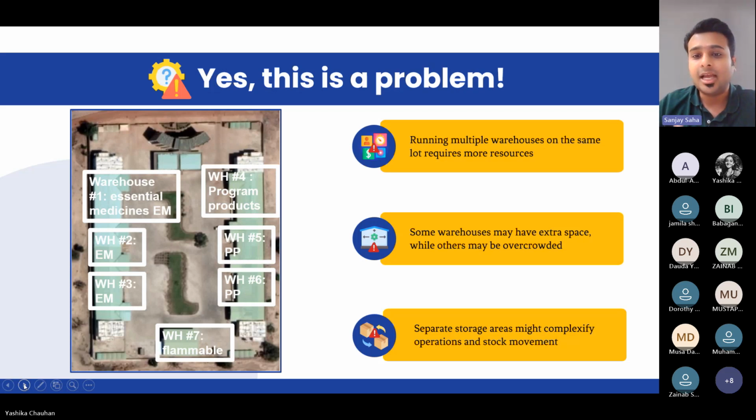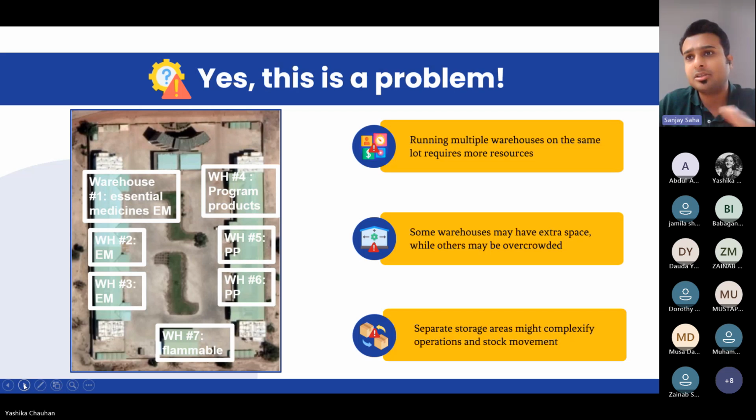Now, what eventually will happen is that, and this is exactly what you said, running these multiple warehouses at the same time will require more resources. Some warehouses may have extra space. For example, if your program is not a very big program and you have dedicated an entire floor for it, it may not have so many boxes of medicines. So it may have extra space, while essential medicines, as you see, could be for the entire district or a region or a country.